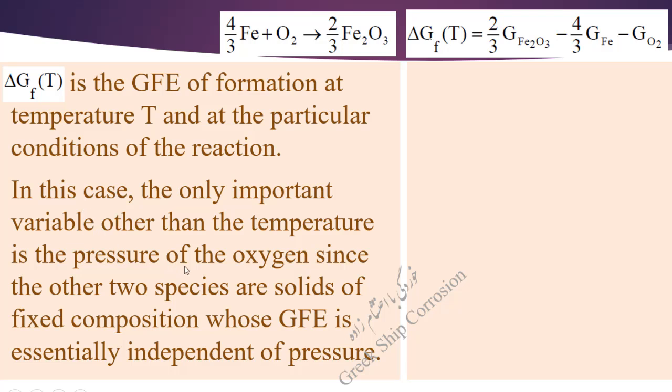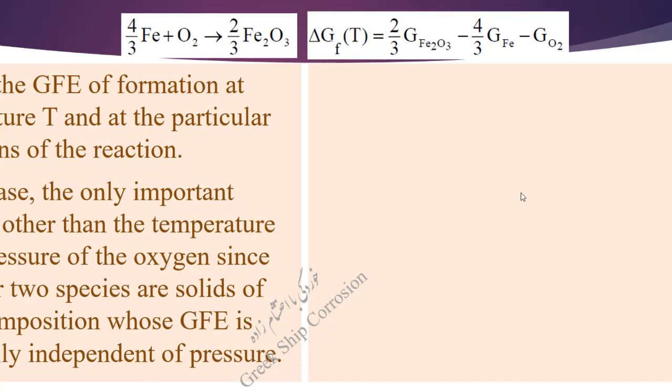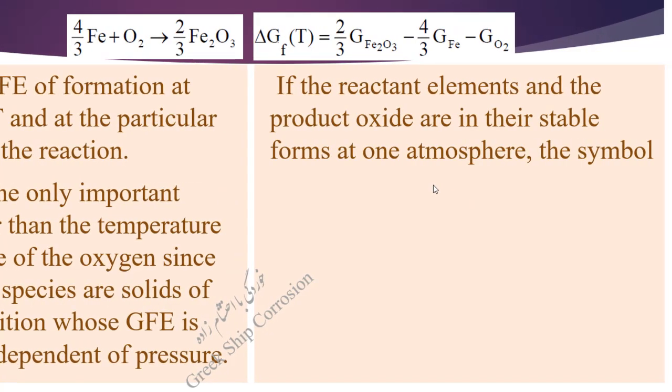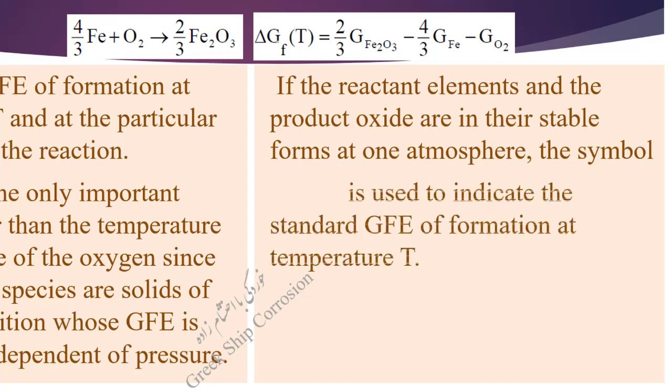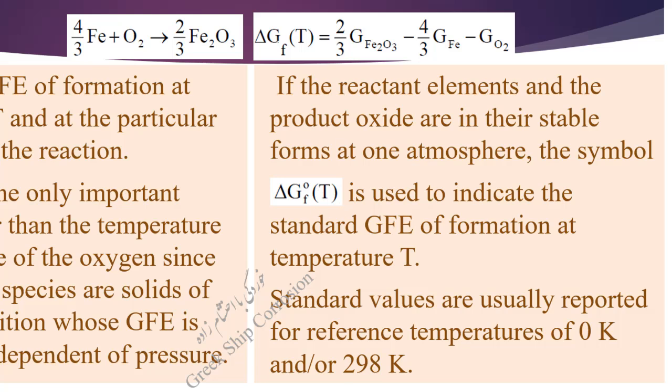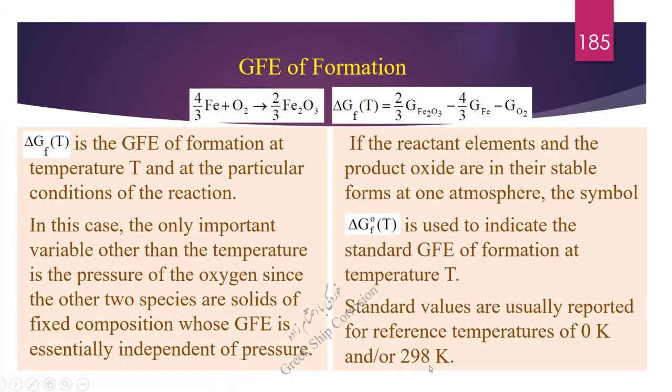In this case, the only important variable other than temperature is the pressure of the oxygen, since the other two species are solids of fixed composition whose GFE is essentially independent of pressure. If the reactant elements and the product oxide are in their stable forms at 1 atmosphere, the symbol delta G naught FT is used to indicate the standard Gibbs free energy of formation at temperature T. Standard values are usually reported for reference temperatures of 0 Kelvin and or 298 Kelvin.